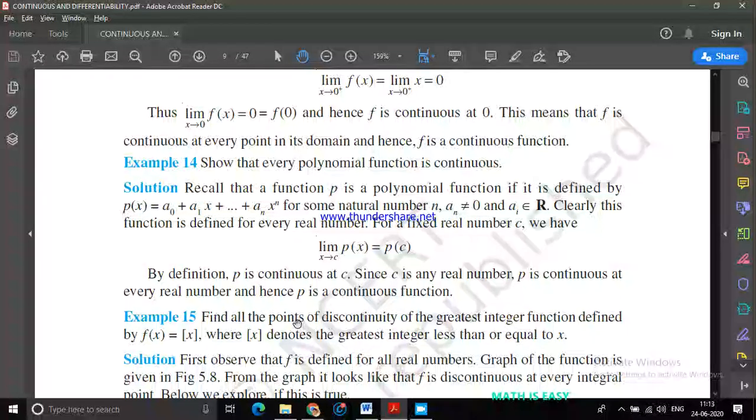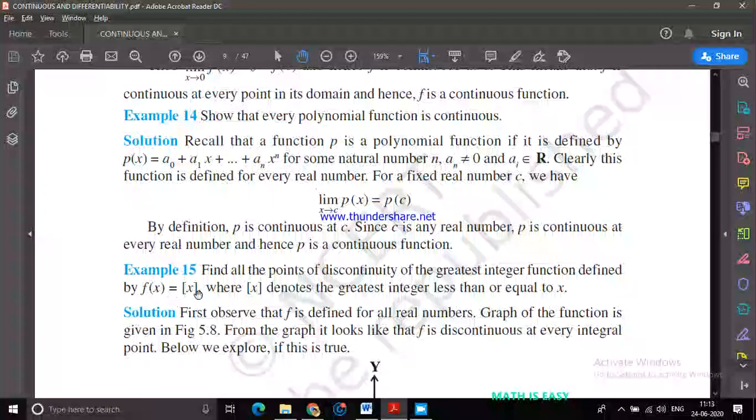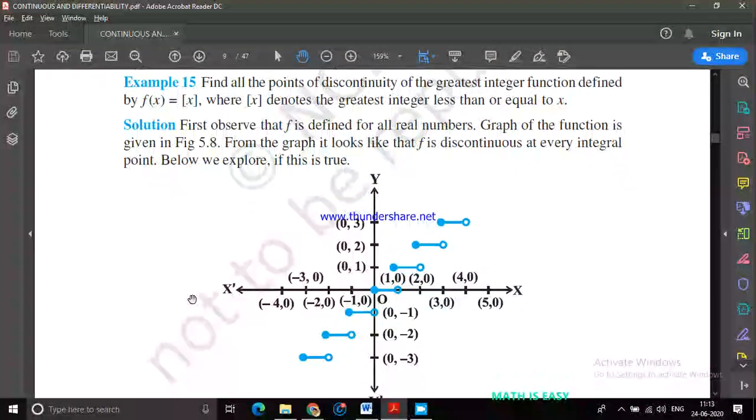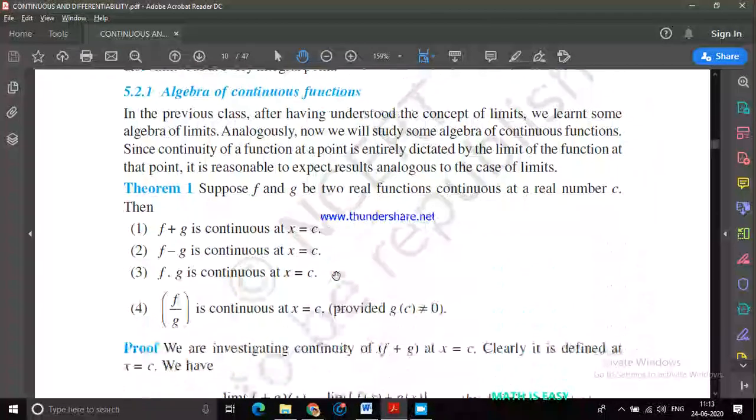Now one more property you can say, or maybe show, that every polynomial function is continuous. Now few things we have to remember. One is every polynomial function is continuous. Modulus function is a continuous function. And what about the greatest integer function? Like f of x equals the greatest integer of x. This is the step function, the greatest integer function. If you see the graph, there is a break at every integer, so it will be a discontinuous function. The greatest integer function is a discontinuous function.